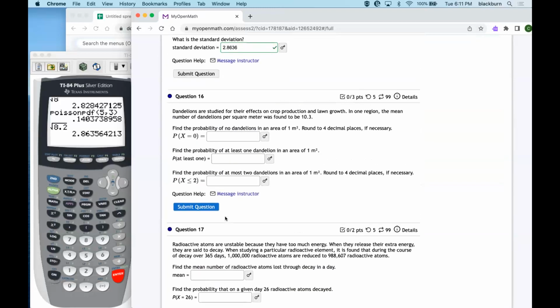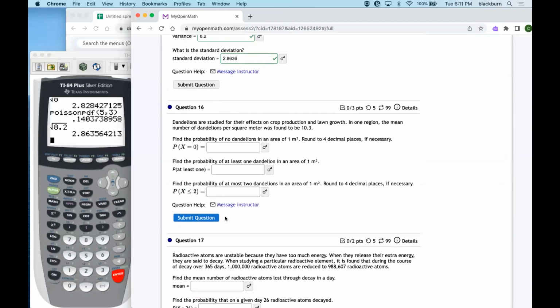But let's look at 16. Dandelions are studied for their effects on crop production and lawn growth. In one region, the mean number of dandelions per square meter was found to be 10.3. Okay, so I have a mean of 10.3. So we want to find the probability that you got 0 dandelions in an area of 1 square meter. The mean's 10.3, and we want an X value of 0. The 1 square meter doesn't really come into play in the calculation.